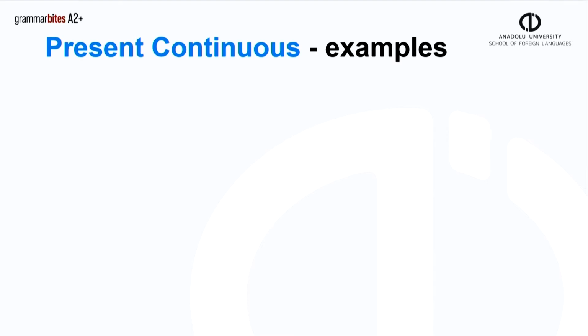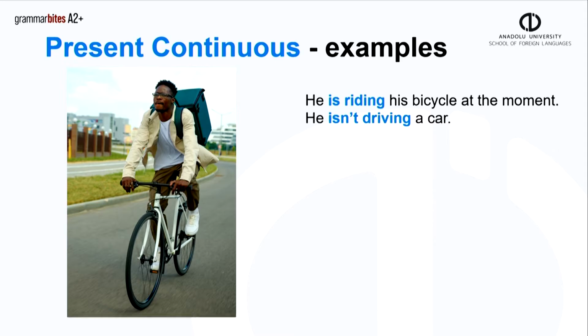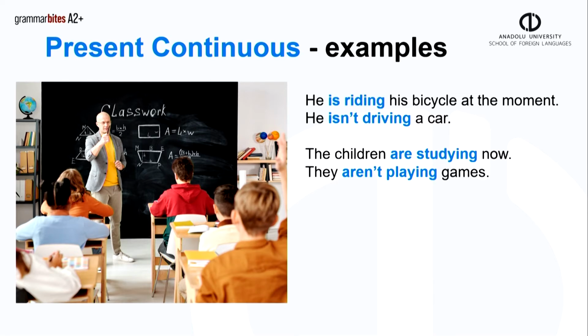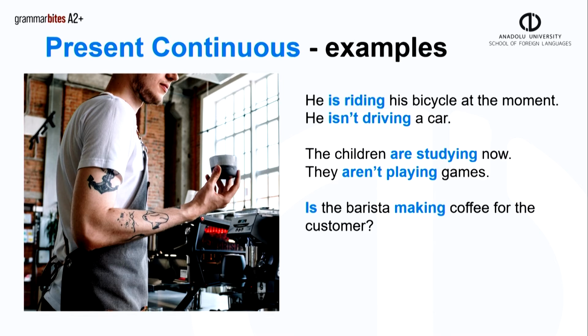Here are some examples of the present continuous tense. We use this for activities in progress at the time of speaking or for temporary situations. He's riding his bicycle at the moment. He isn't driving a car. The children are studying now. They aren't playing games. Is the barista making coffee for the customer? Remember, for this tense we use am, is, are and verb ing.